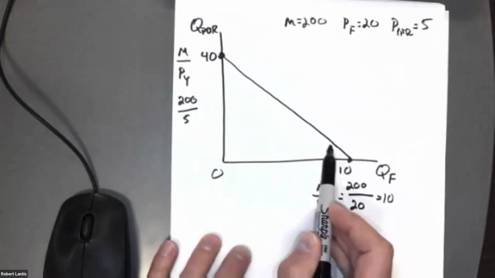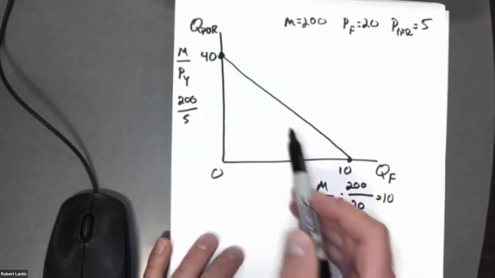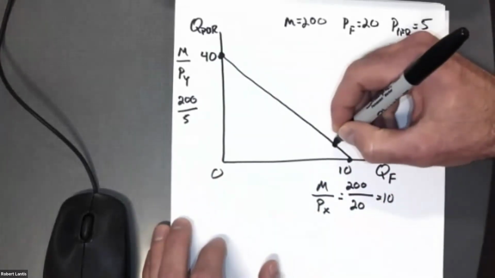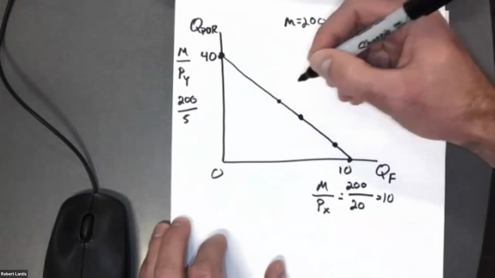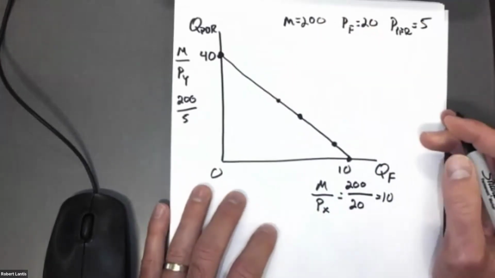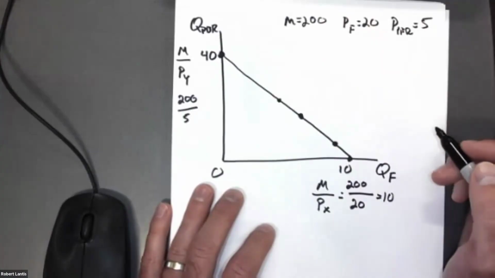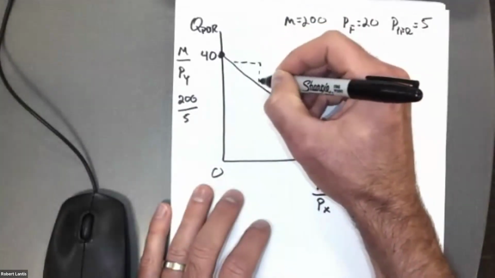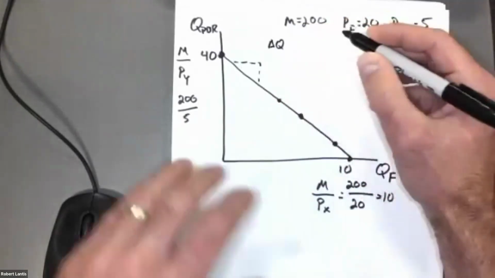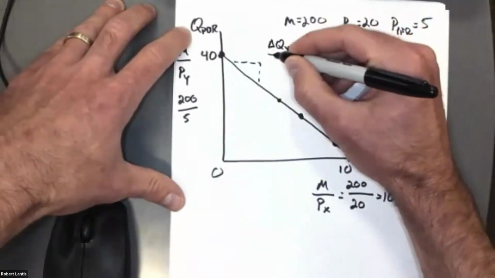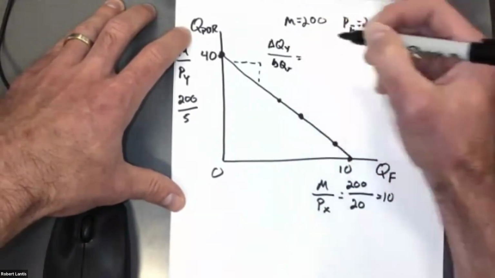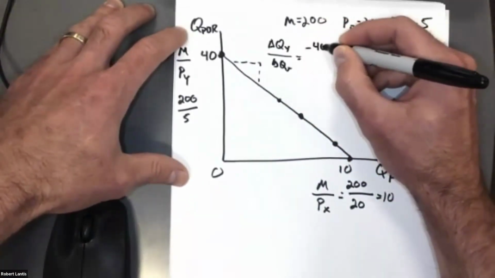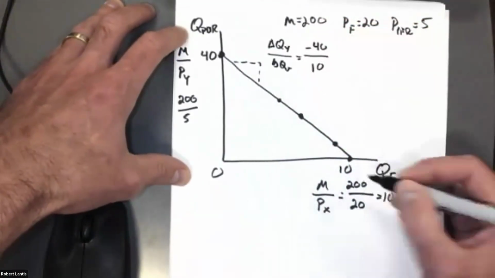I could also purchase any combination in between these two points that would be on my budget line. And we'll talk about how we determine some of those points in a second. So if I use my quantities, this slope would be what? Change in the quantity of my Y good over the change in the quantity of my X good. So negative 40 over 10.